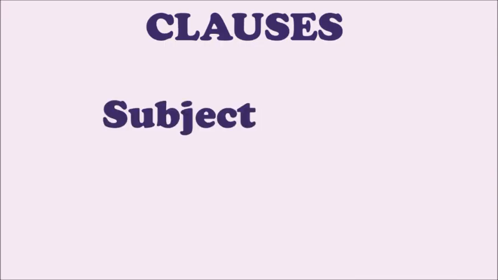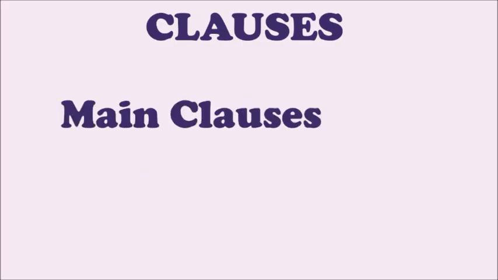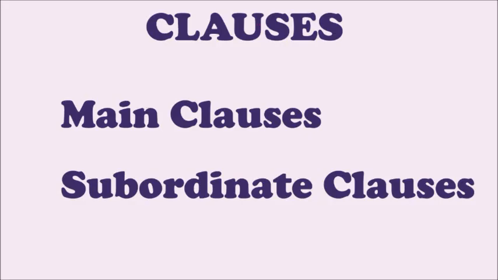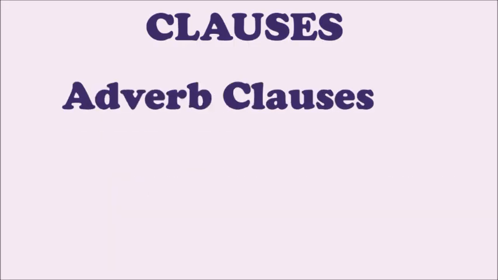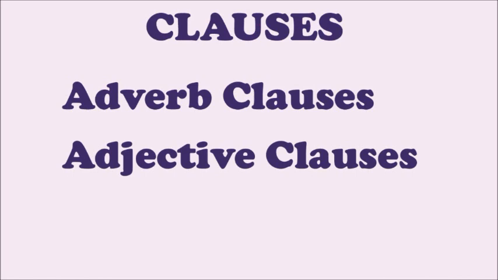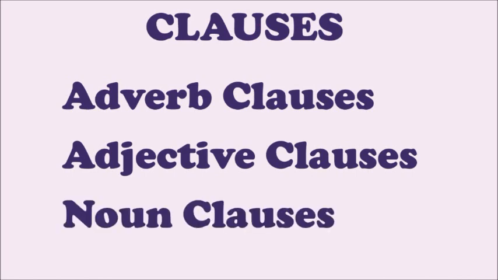First, though, let's review. A clause is a grammatical structure that has a subject and a verb. There are two types of clauses: main clauses and subordinate clauses, often referred to as independent and dependent clauses. There are three types of subordinate clauses: adverb clauses, adjective clauses, and noun clauses.